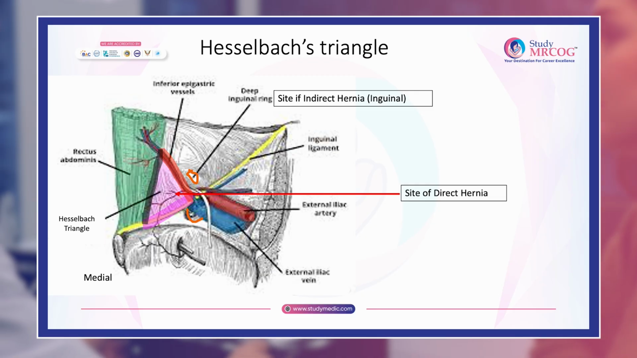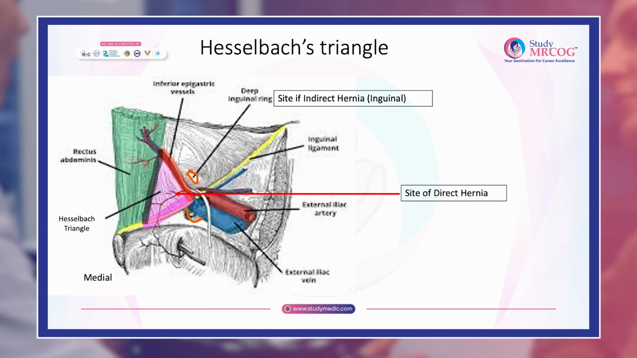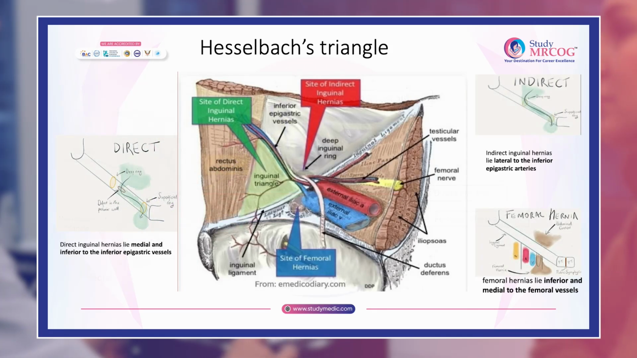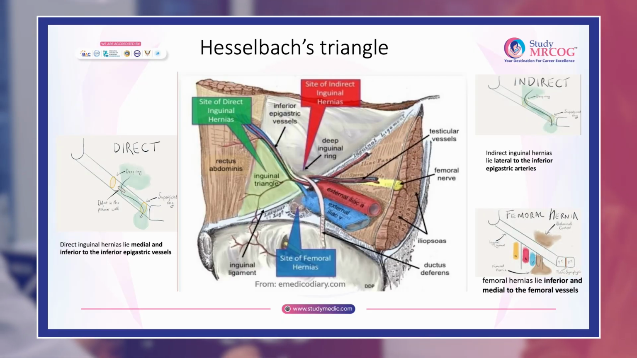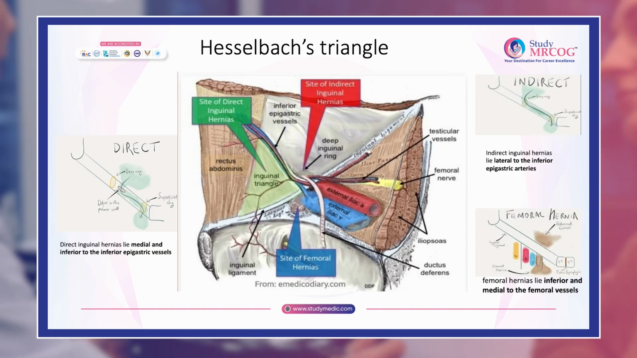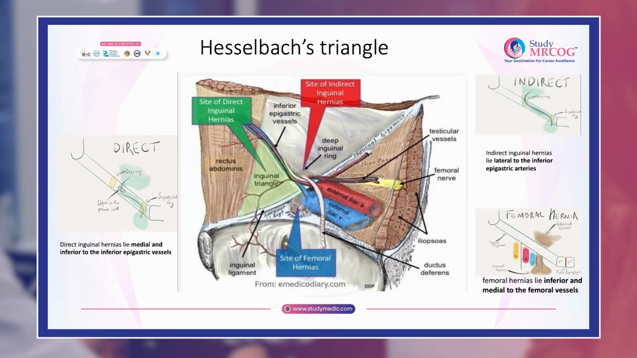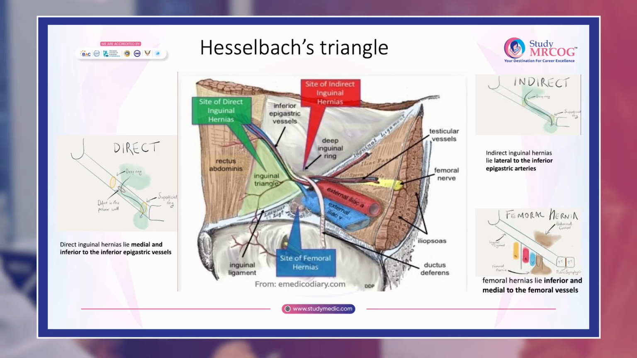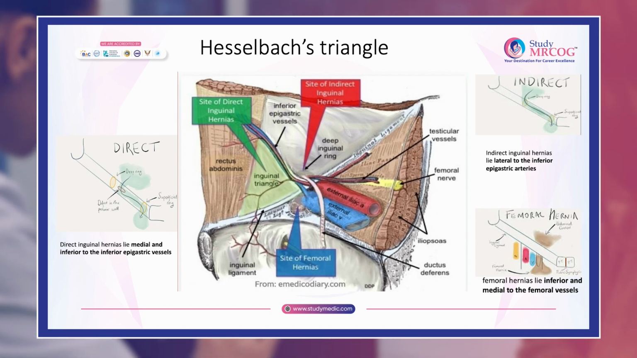The femoral canal is actually lying a little lateral to the inguinal ligament, but it is medial and inferior to the femoral vessels. So here we can see the different types of hernias. You can see that the direct hernia is lying medial to the inferior epigastric vessels. The indirect hernia is lying lateral to the inferior epigastric vessels, and the femoral hernia is inferior and medial to the femoral vessels.